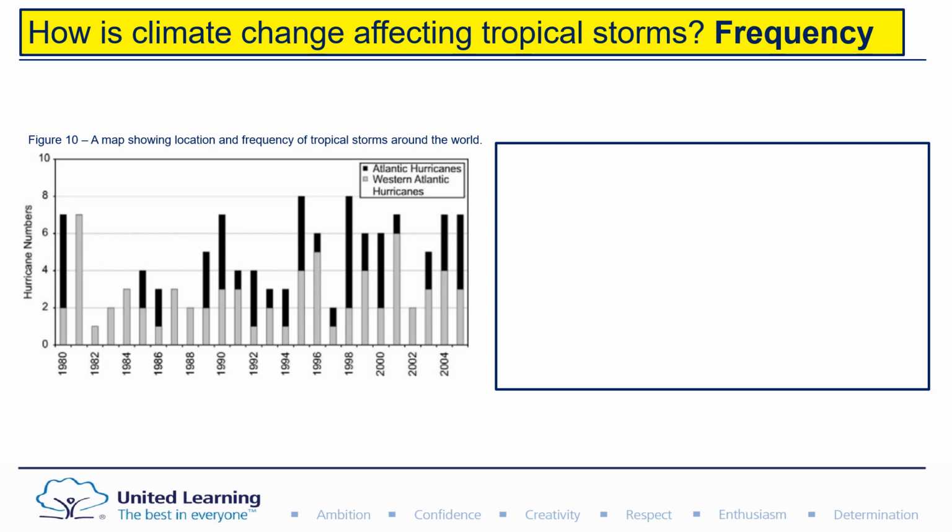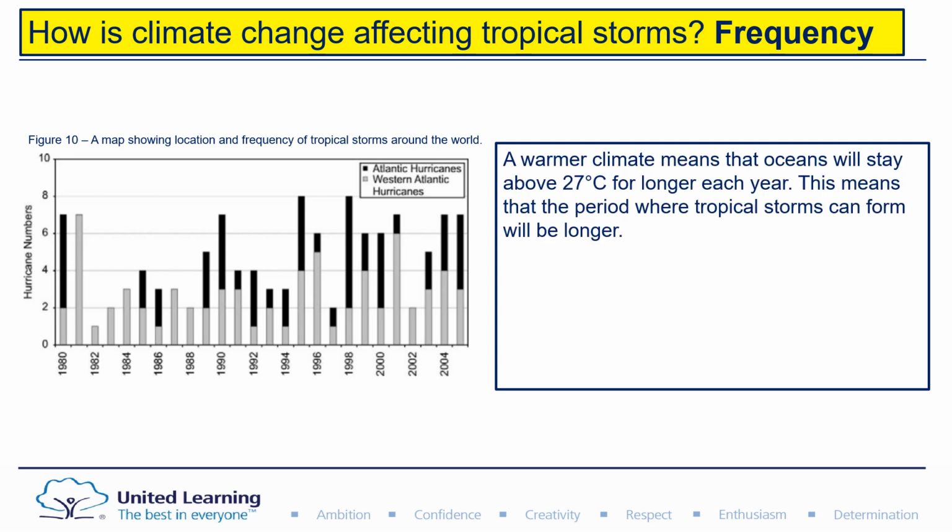Frequency: a warmer climate means the oceans will stay warmer for longer. This means that the period where the storms can form is now longer, so therefore we should be seeing tropical storms happening more and more often. Okay, so the sea's warmer for longer, therefore tropical storms happen more frequently.